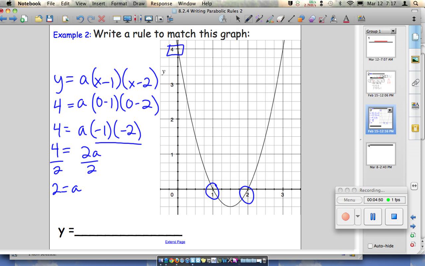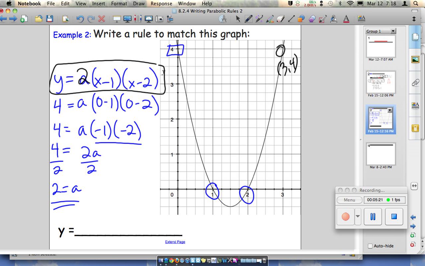So this is just like writing rules for lines. Remember, we're plugging in what we know and figuring out what we don't know. And we didn't know if there was an a value. It looks like my a value has to be 2 in order for this graph to work. So I'm going to put the number 2 right there. So that is my rule: 2 times x minus 1 times x minus 2. I could check it with another point, for instance 3, 4, to see if that works as well.